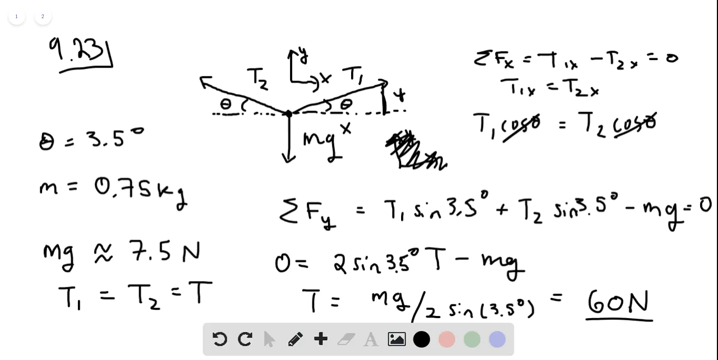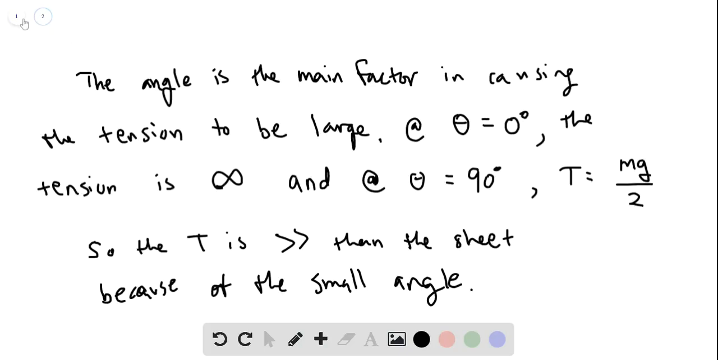There's three possible factors, because 1/2 is just a number. We have the mass and the acceleration due to gravity, but that's not going to change either. So it depends on the mass and the angle. Those are the only things that can change. You could change gravity, but maybe not in this exercise. So to put it succinctly, the angle is the main factor in causing the tension to be large.